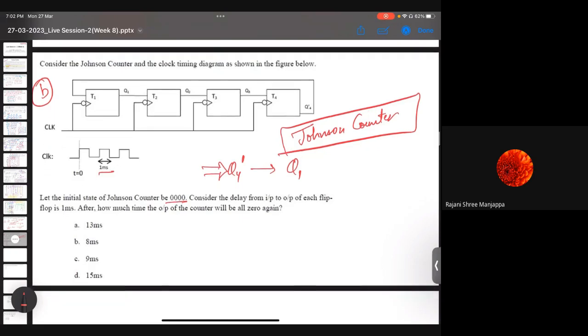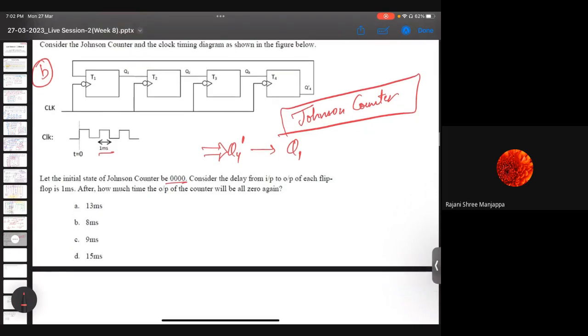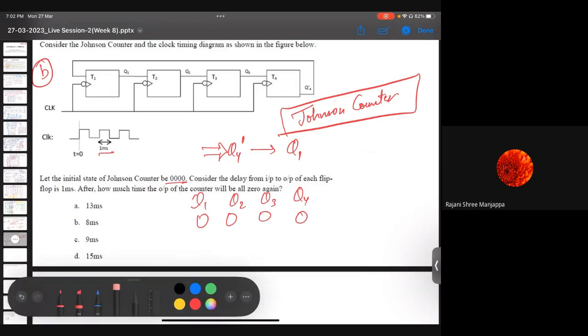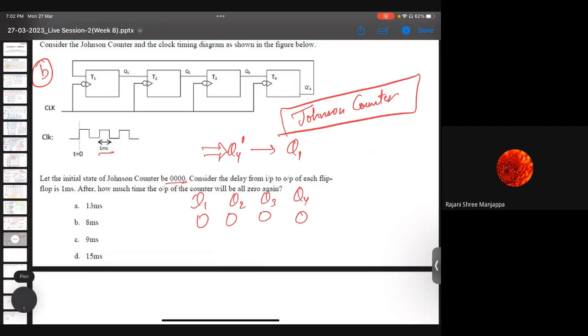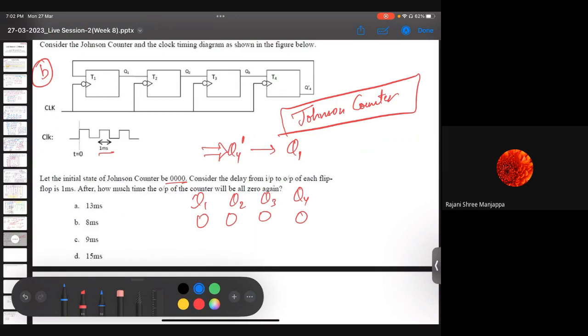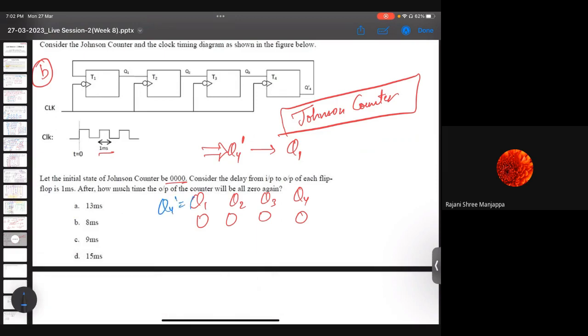So maybe you can try to solve this conceptually also. The initial state is given as 0, 0, 0, 0. These are Q1, Q2, Q3, Q4. And we can see that Q1 is nothing but Q4 bar, if I write it simply. And Q4 bar is Q1. Is it fine with all of you?